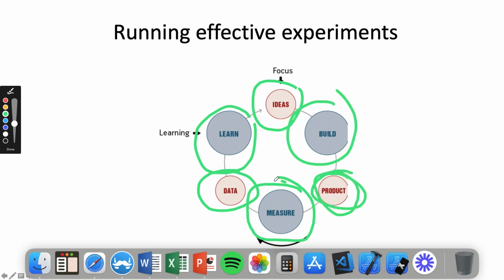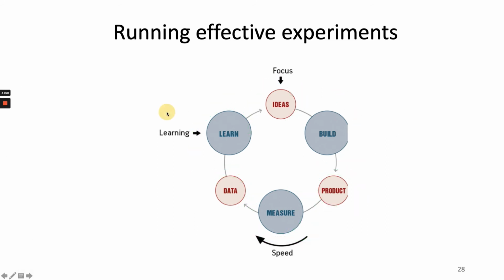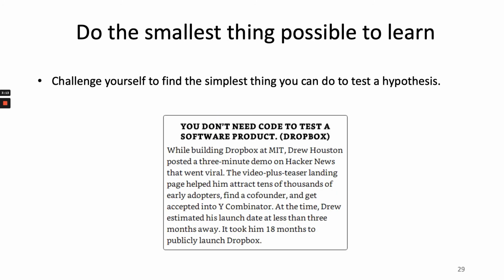Again, you create a new product. Again, you measure. Again, get your data. Again, you learn from the data, and then change the idea again, and again, and again, and again. The more iterations you do, the better the solution will be. Do the smallest thing possible to learn. You don't have to actually create a functional prototype. I'll show you an example from O2, but it's not necessary to build a functional prototype to test if your idea is supposed to be successful.